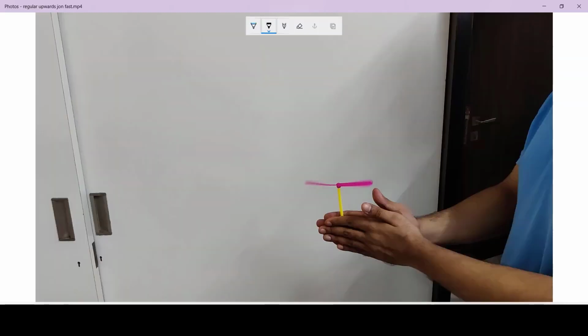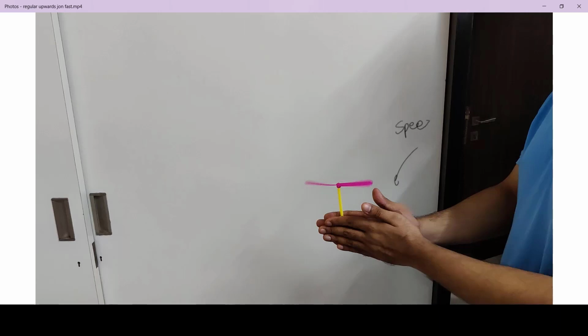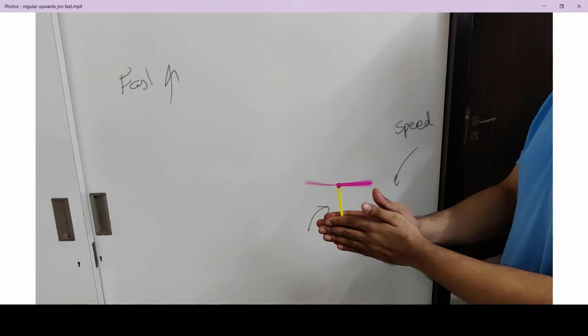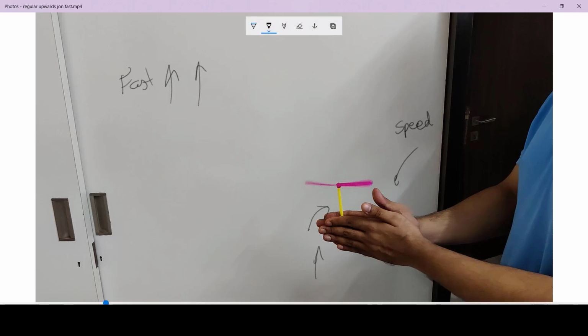So what I want you to observe are 2 things. The speed at which I am rotating this hand helicopter, and second, how fast the propeller goes up. And this is a regular speed video. I have not made a slow motion video. I want you to actually see the speed. So observe 2 things: the speed of rotation of my hand, and number 2, the speed at which the propeller moves up.